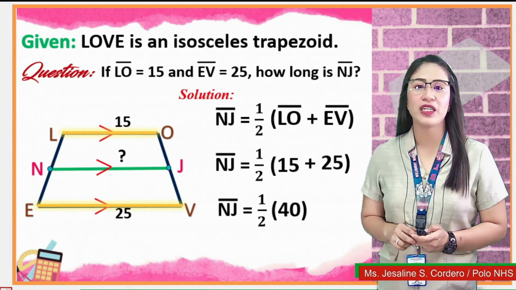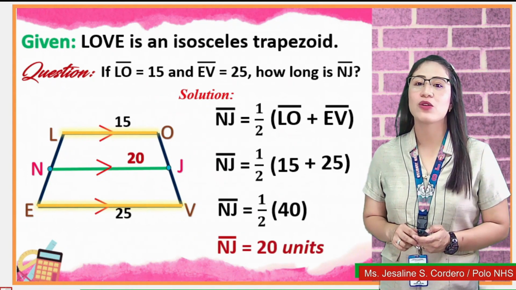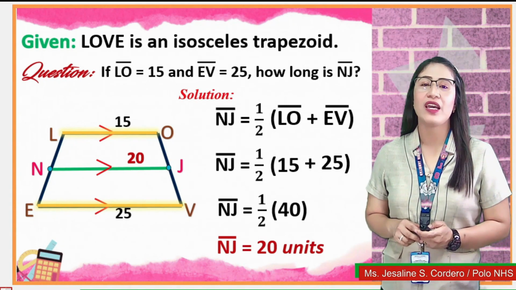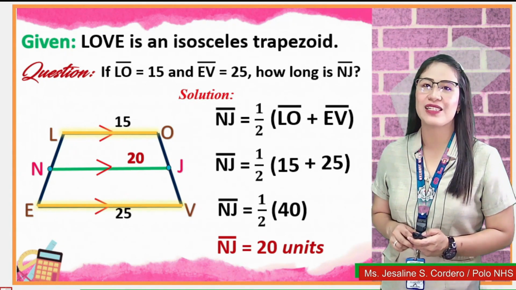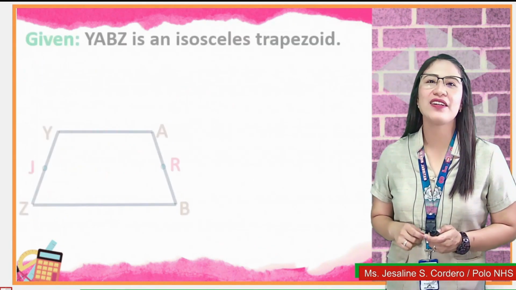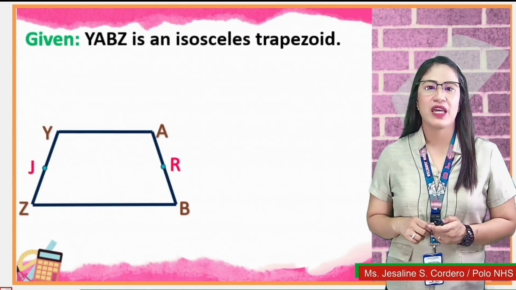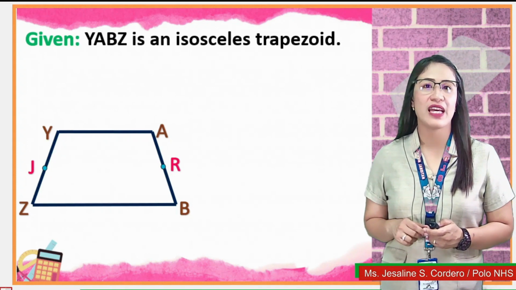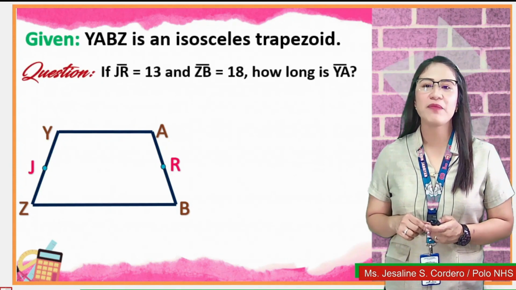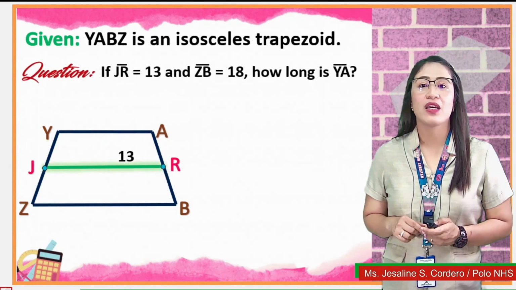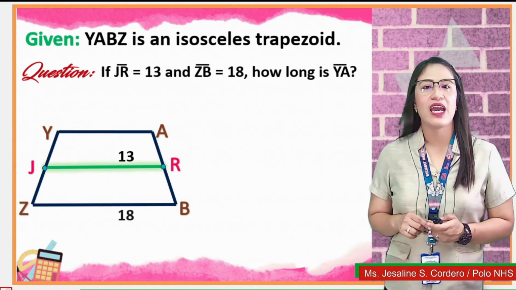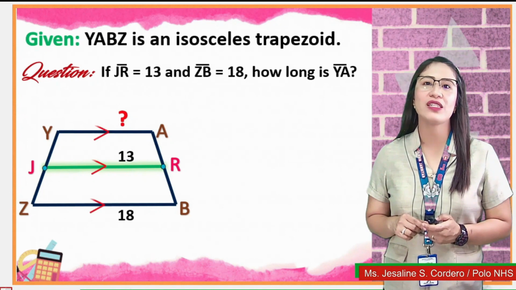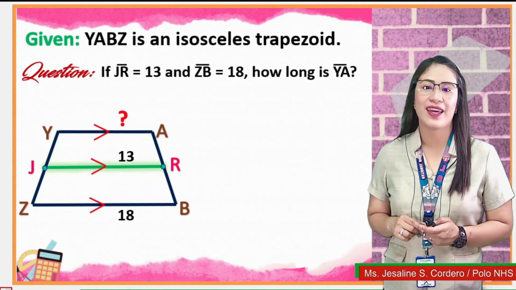1/2 of 40 is 20. Therefore, the measurement of segment NJ is 20 units. Another example, given YABZ is an isosceles trapezoid. If segment JR is equal to 13 and segment CB is equal to 18, how long is segment YA?